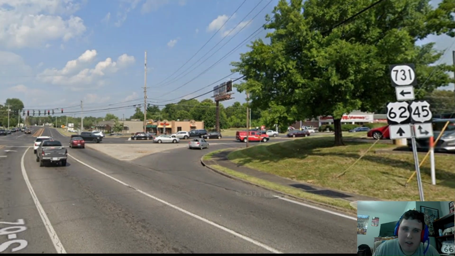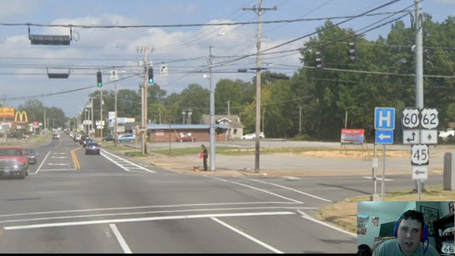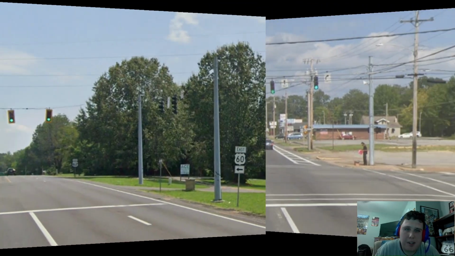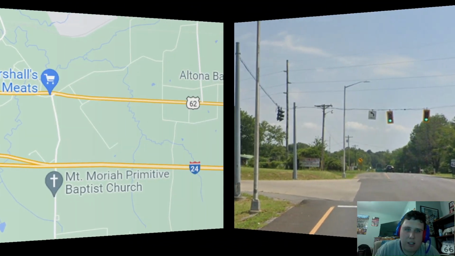Here we're meeting US 45, still in Paducah, and 45 is actually going to be concurrent with 62 for a while. Here is US 45 splitting off from US 60 and now joining US 62 for a brief time. Here is US 60 splitting off from 62, and 62 is just going to be by itself once again.